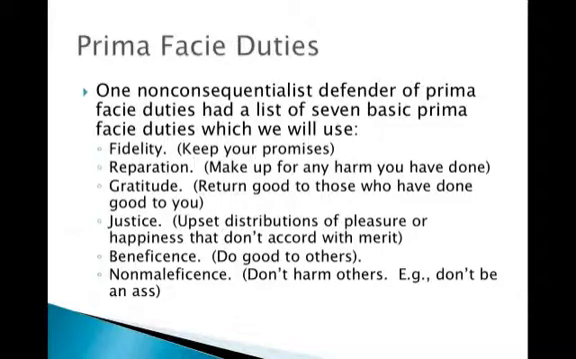Just for simplicity's sake, we're looking at what you read, the views of W.D. Ross, who's a well-known defender of non-consequentialism, and he introduced the notion of prima facie duties. He listed 7 basic prima facie duties. Fidelity, which is basically keeping your promises. Reparations, making up for any harm you've done. Gratitude, returning good to those who have done good to you. Justice, which is a bit murky, is upsetting distributions of pleasure or happiness that don't accord with merit. And beneficence, doing good to others, and non-maleficence, don't harm others. Which I say, don't be an ass.